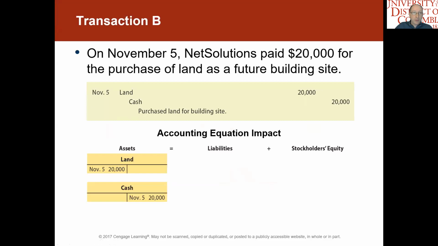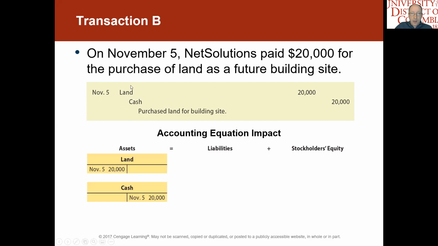So going back to the second transaction from our earlier example, NetSolutions. On November 5th, we paid $20,000 for the purchase of land for a future building. So again, to record the transaction, November 5th was the date. Our debit account is land. We're going to increase our land account, so we debit land by $20,000.